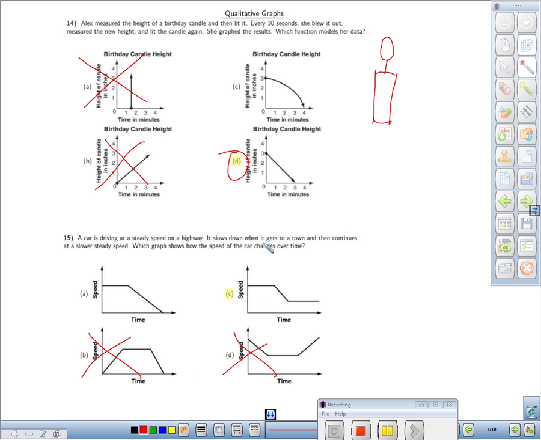Then it says it slows down when it gets to a town. Well, notice both of these show the speed decreasing. However, this is the key. It then continues at a slower, steady speed. Well, A does have it slowing down, but it actually has it slowing all the way to a stop. And that's not what happens in our situation. It slows down and then continues at that slower speed. So C is what we want. A only matches the situation so far.